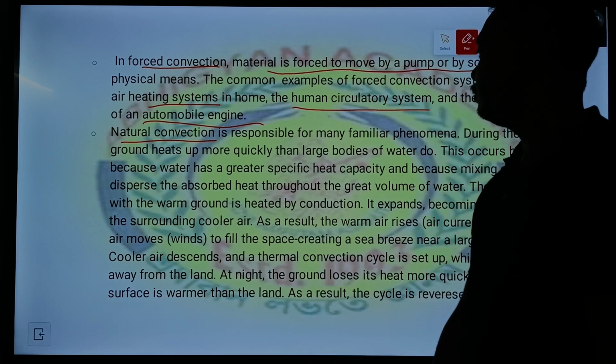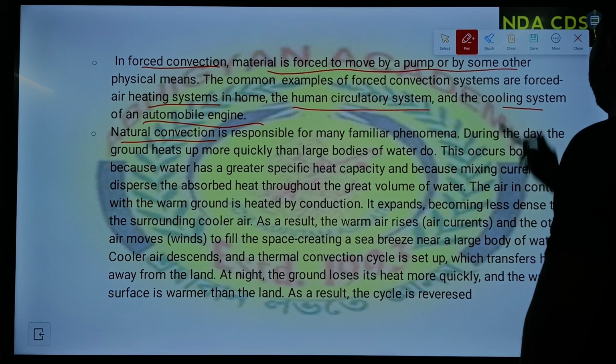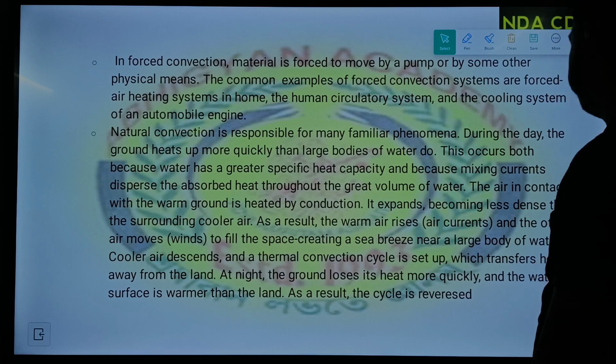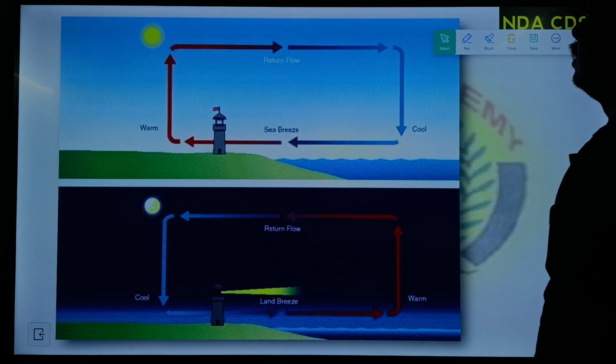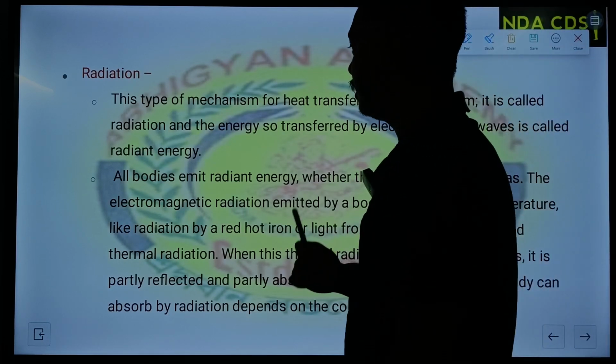Need to know more? Website में मिल जाएगा. You can keep on learning. Okay? कुछ जानना है? Okay? Like I have told you, this one is a bit important. Radiation.